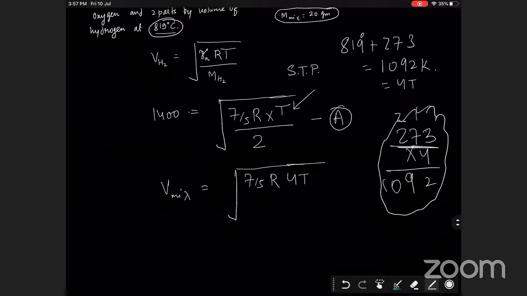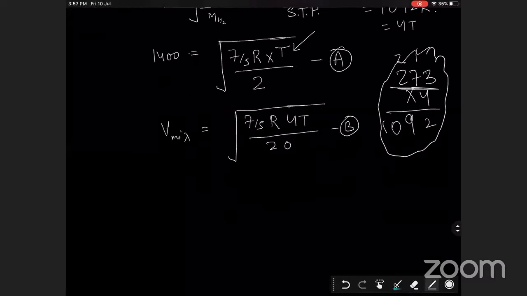So I am writing 4T divided by the molecular mass of the mixture, which is 20. This is equation B. And now you divide these. You divide equation A and B, 7 by 5 R, 7 by 5 R and T will get cancelled. You'll get the answer easily, isn't it?